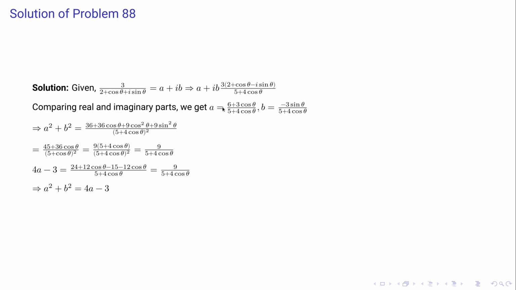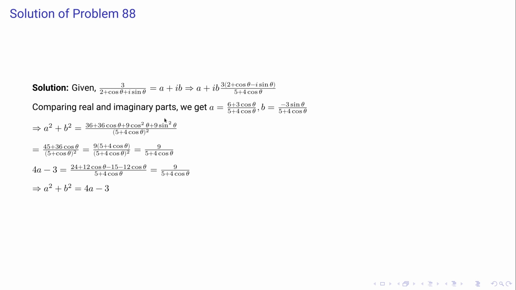Then we compare real and imaginary parts. We get a is equal to 6 plus 3 cos theta, because 3 into 2 is 6 and 3 into cos theta is 3 cos theta. And b would be minus 3 sin theta by 5 plus 4 cos theta. Now we simply evaluate a square plus b square.